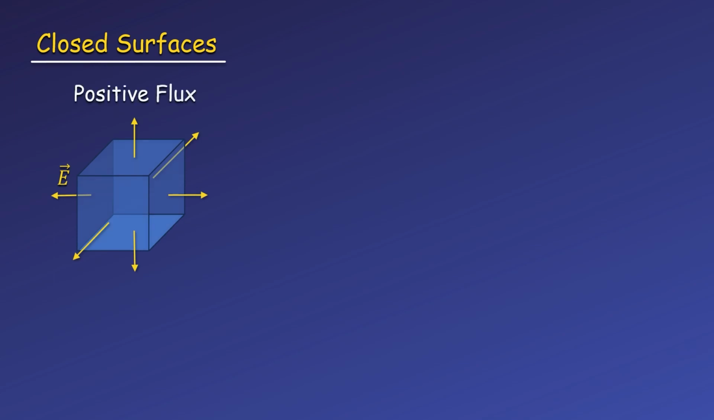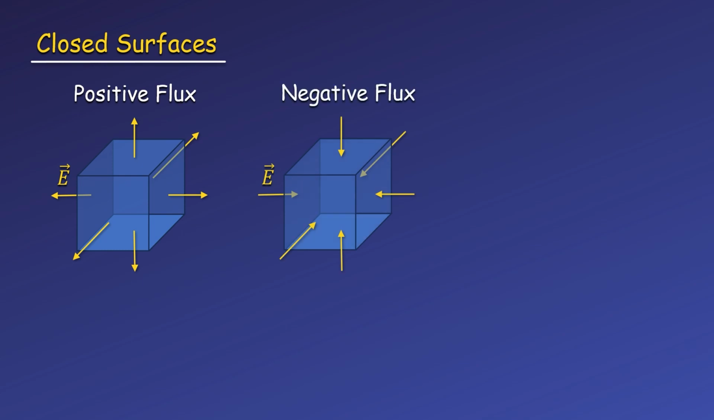We'll call this positive flux since it's as if the flux were coming from a positive charge enclosed in the surface. If we had a negative charge instead, the field lines would point inward through every side, and we'll call this negative flux. Now imagine we have the case where on 3 sides we have field lines coming into the box and the same amount of field leaving the box on the opposite 3 sides.